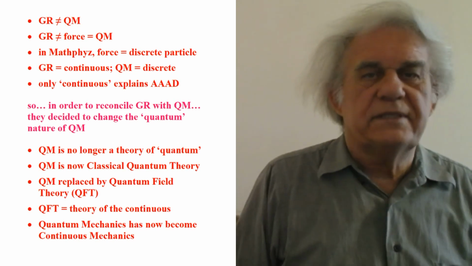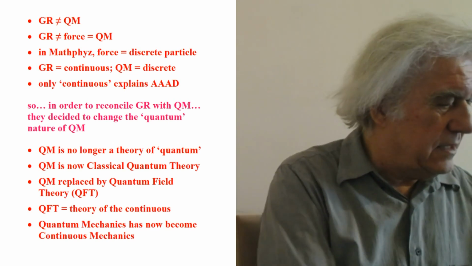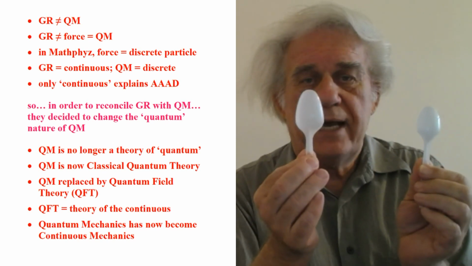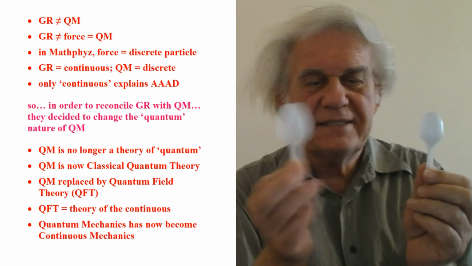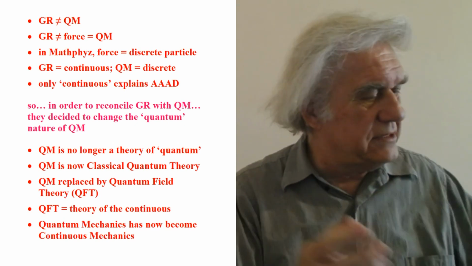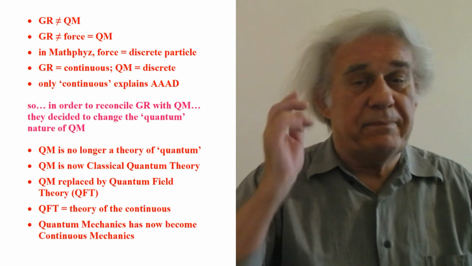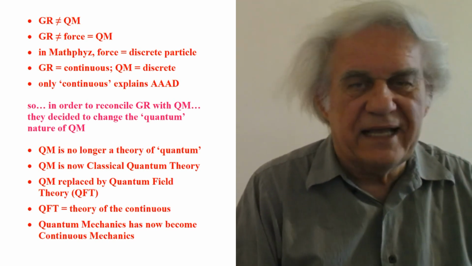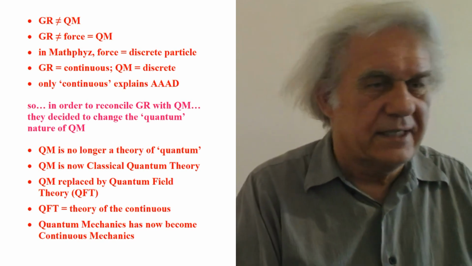You can't do that with discrete particles. If you have two particles, I'll put two spoons here, how does this spoon touch that one? There's no connection. You've got to send something there, and what they send from one to the other are these discrete particles. But by throwing particles, you cannot produce pull, and that's where quantum fails. That's why it doesn't have gravity, and that's why it cannot be reconciled with general relativity.